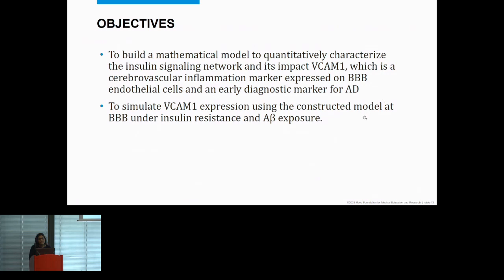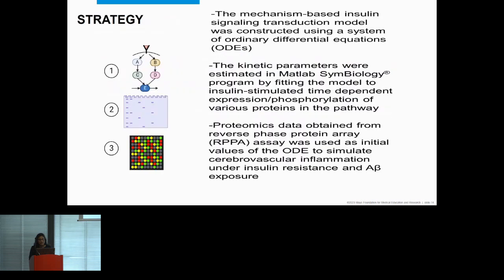But then we found out we could be looking at this particular gene, BCAM1. It's an inflammatory marker that's expressed on the blood-brain barrier endothelial cells. Since it's also an early diagnostic marker for AD, we'll focus on this one as an outcome. Then we started simulating this. I'll just show you in a bit here. And then looking at different conditions like insulin resistance, A-beta exposure, and all that in this particular cell line.